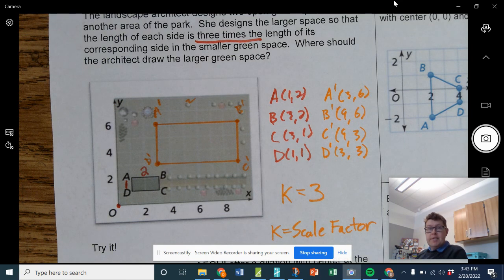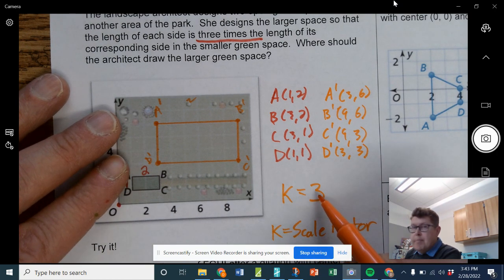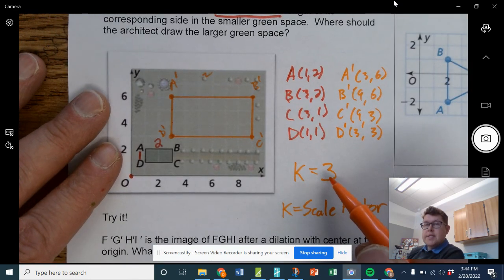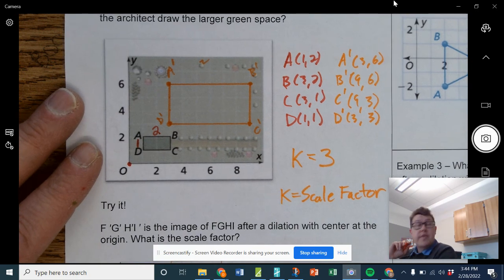Yeah, that's the idea, right? You multiply all the points of your original shape by the scale factor, and then it will either increase or decrease. We'll see examples of both the decrease and the increase as we go. But anyway, your scale factor: if it's bigger than 1, it's an increase. And if it's smaller than 1, so a fraction, it's a decrease. And so we'll see what that looks like.